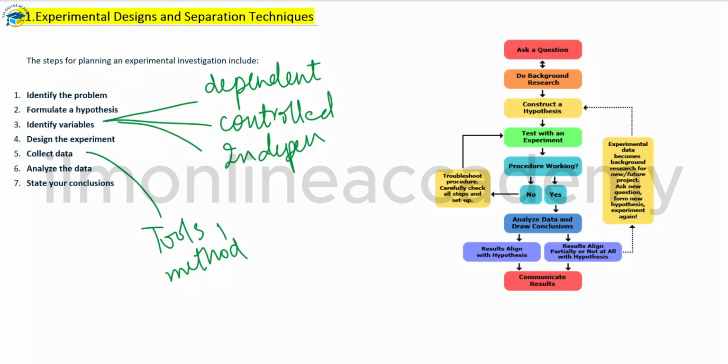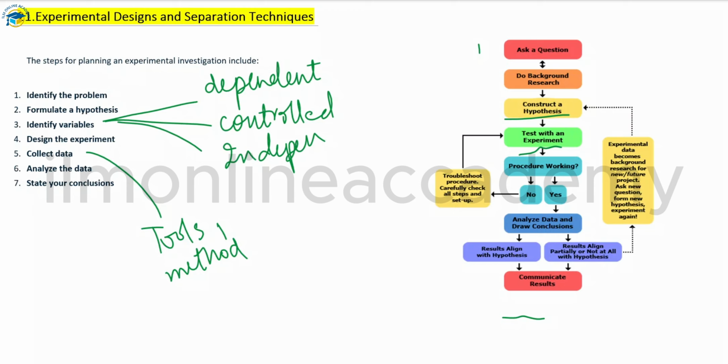So these are the steps that are involved, and you can see here this diagram, the steps through which you can easily plan an experimental investigation. First, you can see here, ask a question, and then we have the hypothesis. After doing the hypothesis, we have to do some experiments, whether it is working or not. If it is working, then you have to analyze the data and draw the conclusions from the experiments that we are doing. And in the last, you have to communicate the results. So this is how you can do the planning of an experimental investigation.